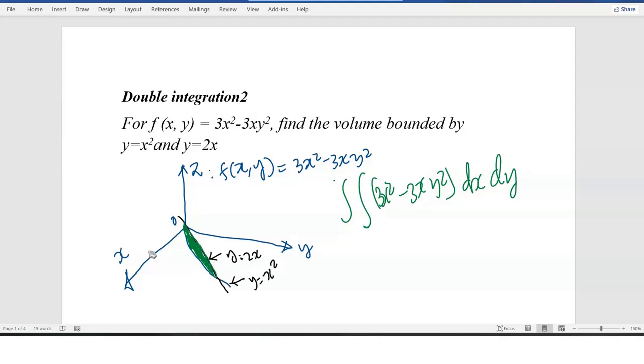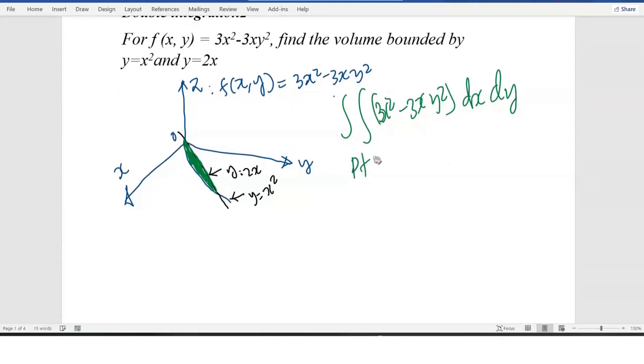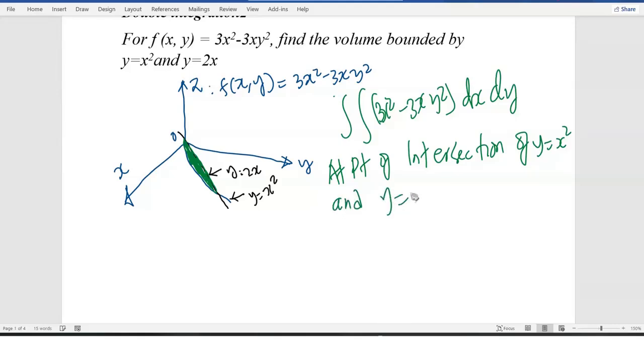So we want to look at where the two curves meet. Maybe that could give us the limits. Let's first start with that. We want to look at the point of intersection. At the point of intersection of y equals x squared and y equals 2x, they share a common y, but the values of x are different. So we have a point here and a point there. Meaning at the point of intersection, y equals 2x equals x squared.